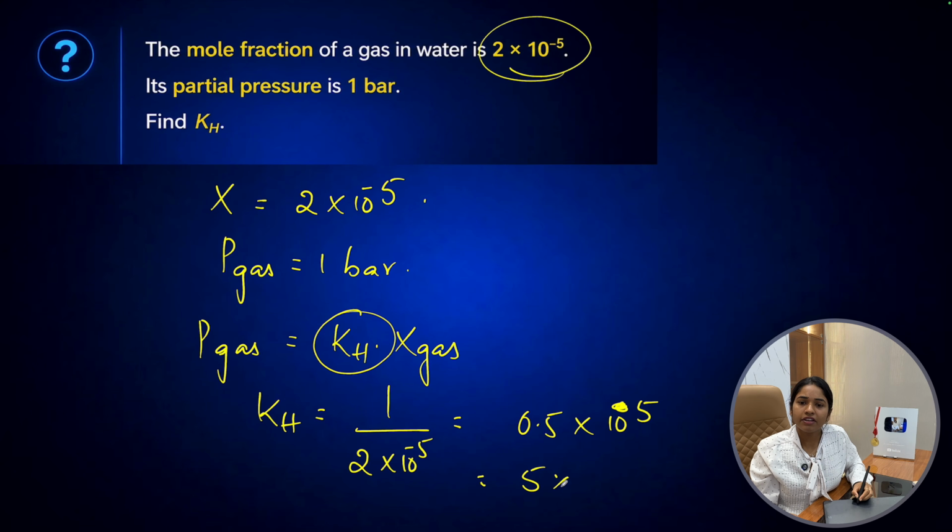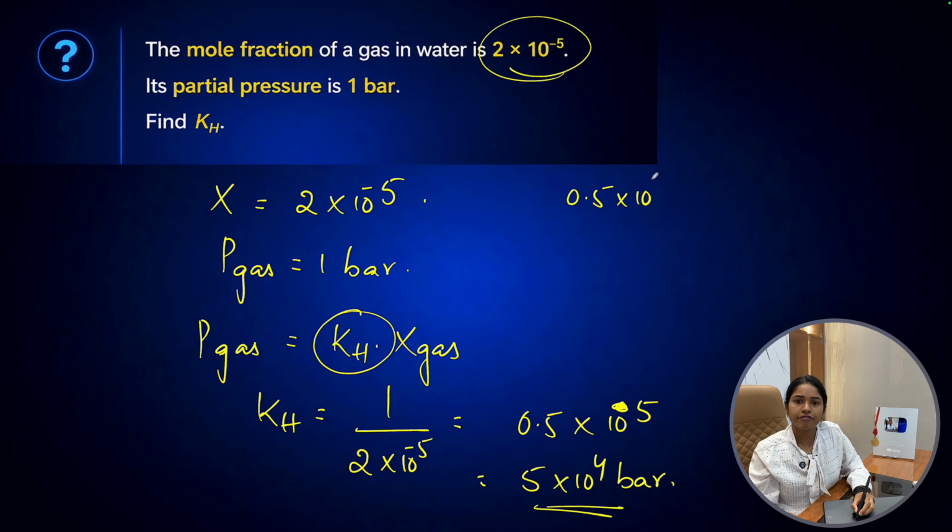Then it is 5 into 10 to the power of 4. Am I right? 5 into 10 power of 4. Okay, mole fraction, KH is equal to 1 bar, 2 into... then if it is 0.5, 10 power of 5, then 5 by 10 into 10 power of 5. Okay, 4. Yes, is it clear?